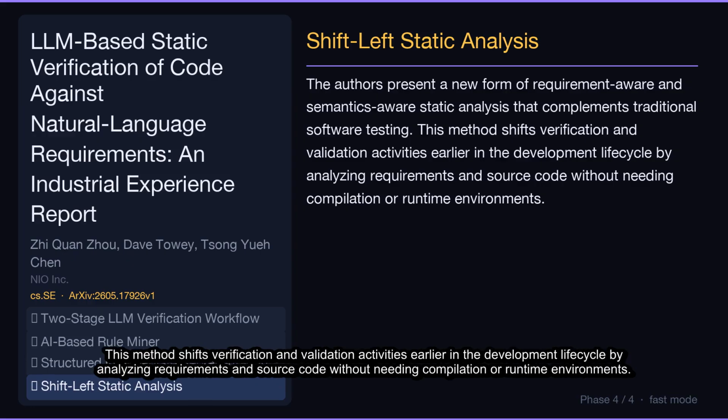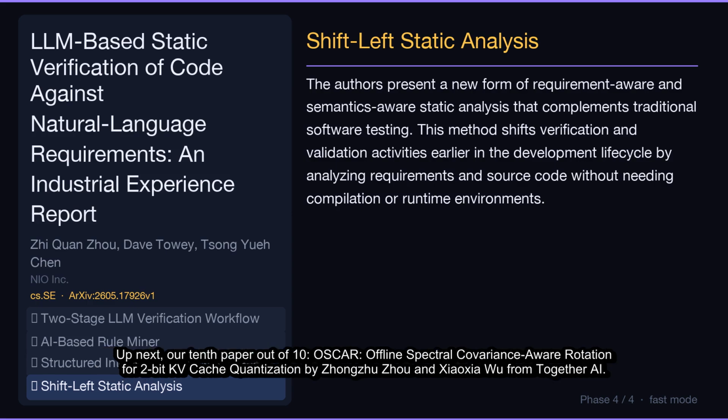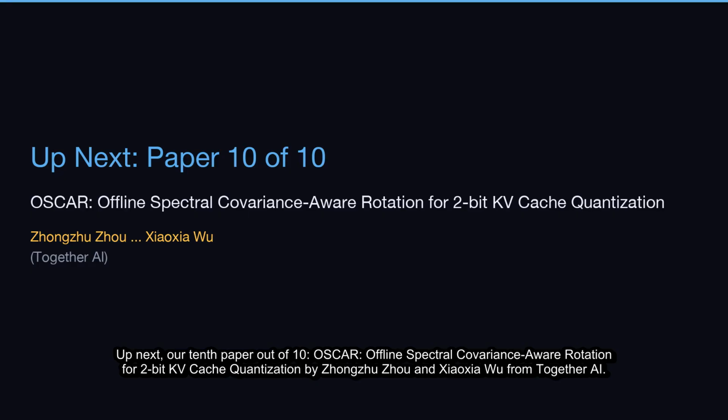This method shifts verification and validation activities earlier in the development lifecycle by analyzing requirements and source code without needing compilation or runtime environments. Up next, our 10th paper out of 10, OSCAR: Offline Spectral Covariance-Aware Rotation for 2-bit KV Cache Quantization by Zhongzhu Zhou and Xiaoxiao Wu from Together AI.